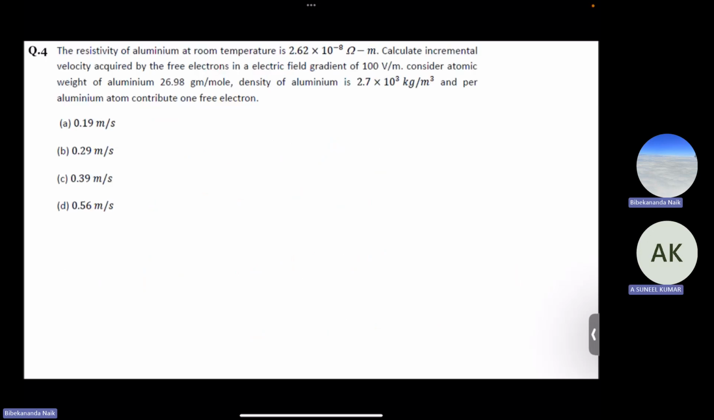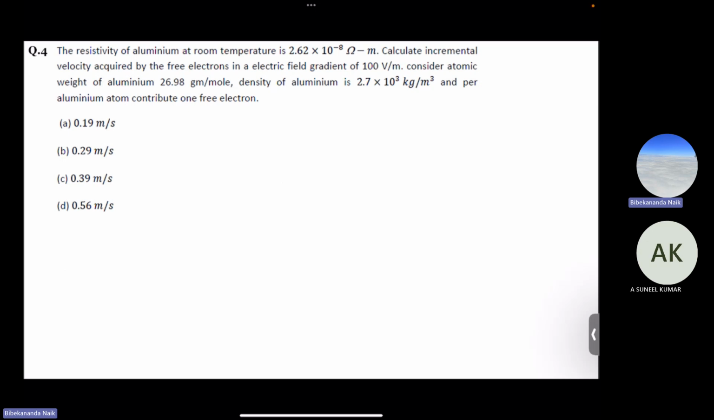Yes, sir. Okay, so we will move to the next question. The question says the resistivity of aluminum at room temperature is 2.62 into 10 to the power minus 8 ohm meter. Calculate the incremental velocity acquired by the free electrons in an electric field gradient of 100 volt per meter. Consider the atomic weight of aluminum as 26.98 gram per mole. Density of aluminum is 2.7 into 10 to the power 3 kg per meter cube. And each aluminum atom contributes one free electron.